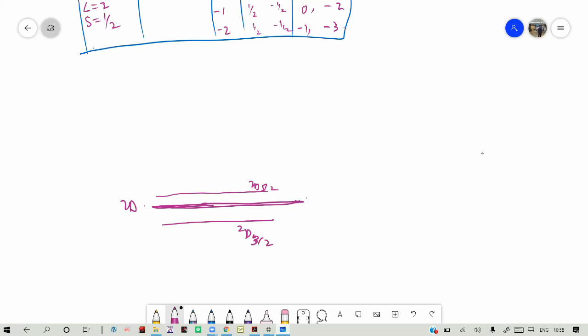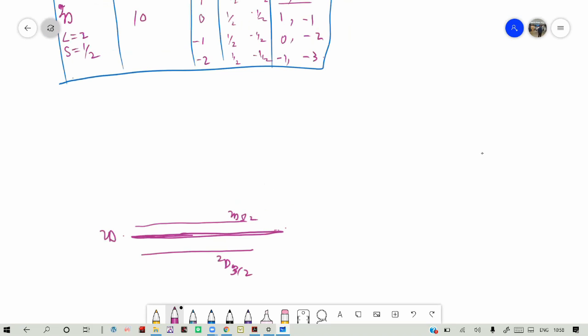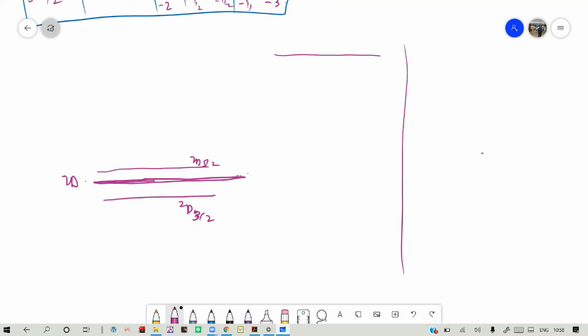So how many levels do we have? The number of levels is 10. Some of them are degenerate. Those levels for which ML plus 2MS is the same will have the same energy. This is the main conclusion from the weak field, strong field Zeeman effect, that is also called the Paschen-Back effect. Now see here. I will draw the order of ML plus 2MS.